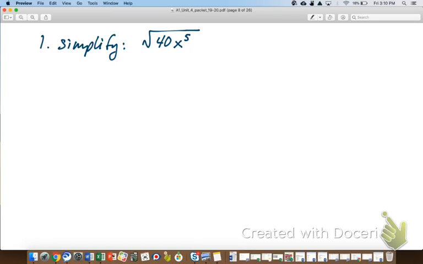Okay. Oh wait, is it that one? Yep, it's up on the screen. Square root of 40x to the 5th. Once you think you have it, just turn around and let me know, and I'll check for you and see how it went.